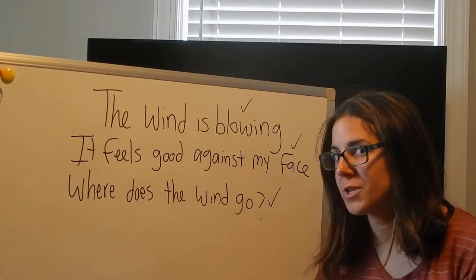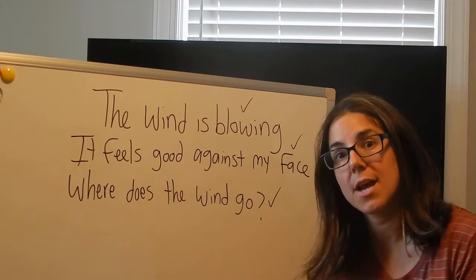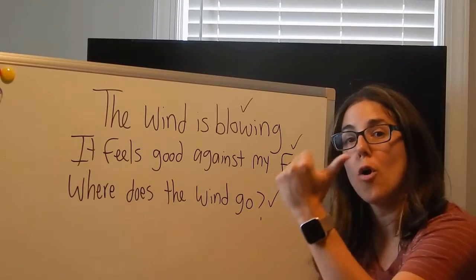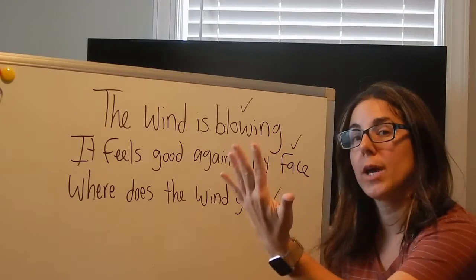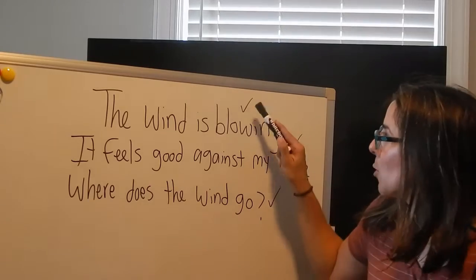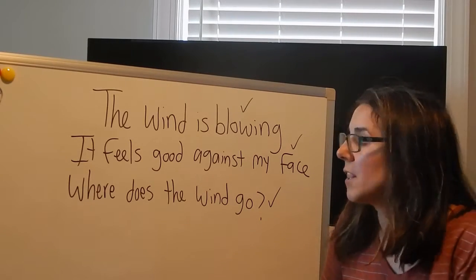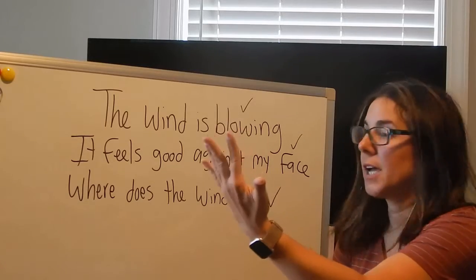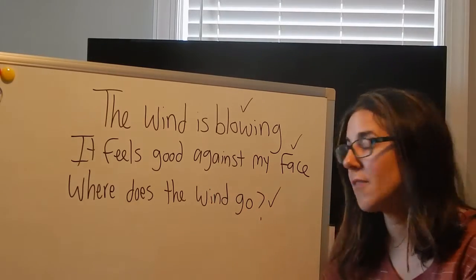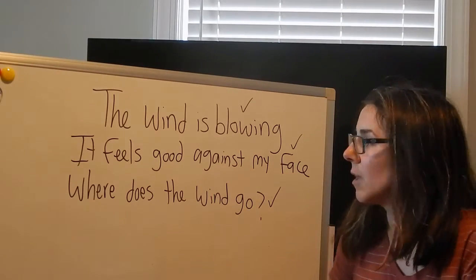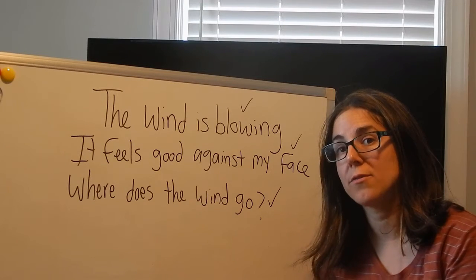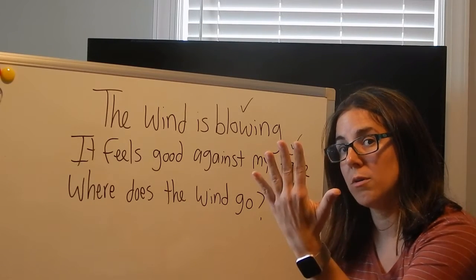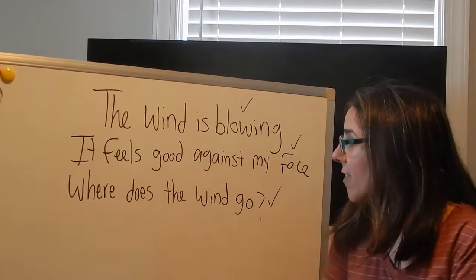Let's make sure the count is correct. So the first line has to have 5 syllables. The wind is blowing. 5. So we put a check right there. The second line has to have 7. It feels good against my face. 7. Check. The last line has to have 5. Where does the wind go? 5. So we put a check there.